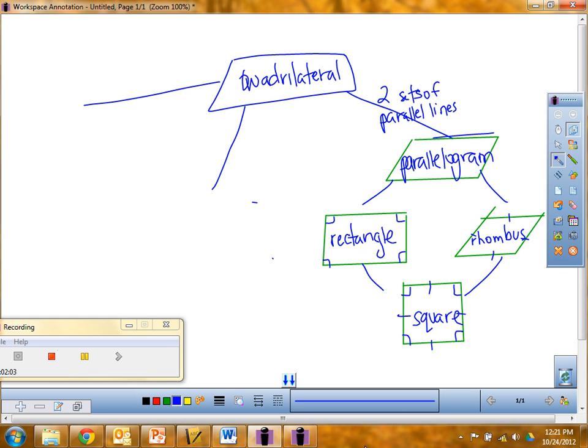Is a square a quadrilateral? Yes. Is a square a rectangle? Yes. A square is a rectangle that happens to have all the sides congruent. It's a special rectangle. Is a rhombus a rectangle? No, because it doesn't have the right angle. Is a rhombus a parallelogram? Yes. So do we see how, as you go down, a square is all of these things. A rectangle is only a parallelogram and a quadrilateral. Do we see how the levels are connected to each other?